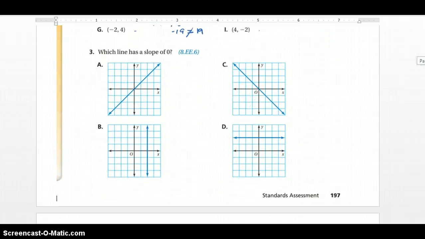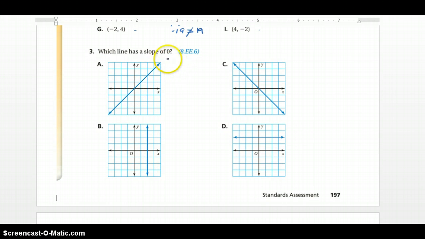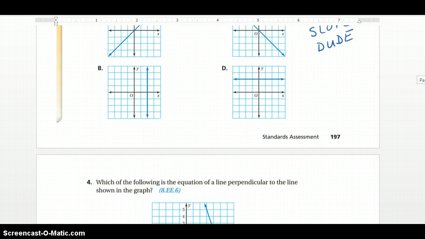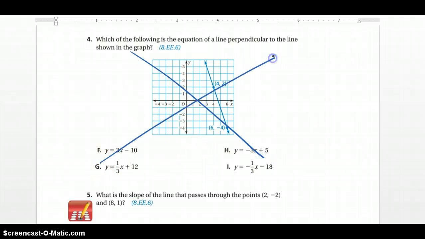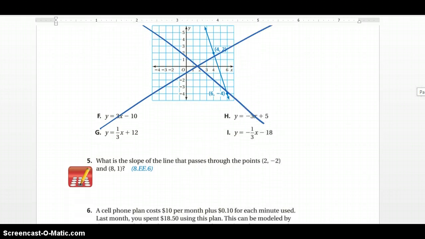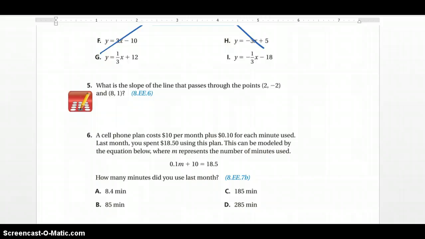Number 3, which line has a slope of 0? All I'm going to tell you is slope dude. Which of those would slope dude say is a slope of 0? Number 4, we are not doing. We have not been taught that. Let's go to number 5.